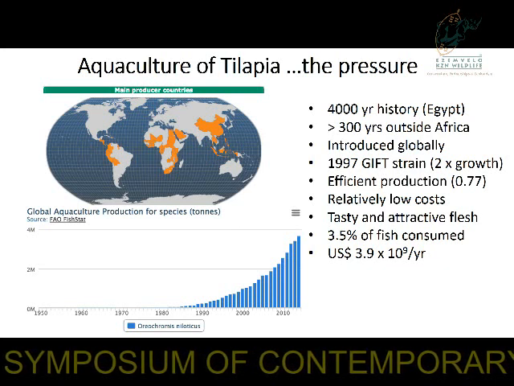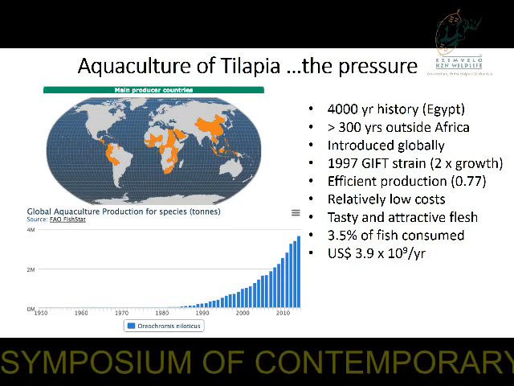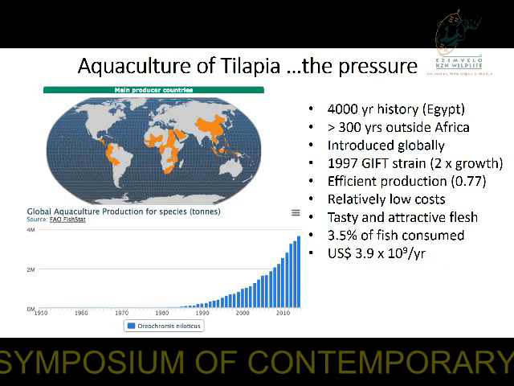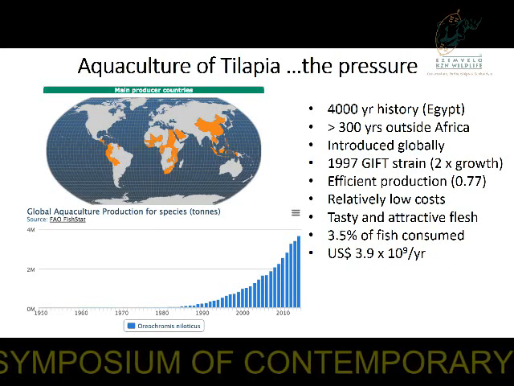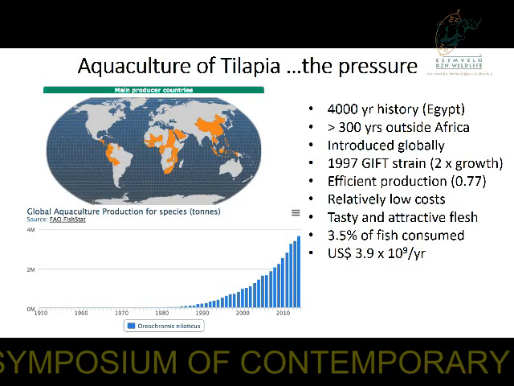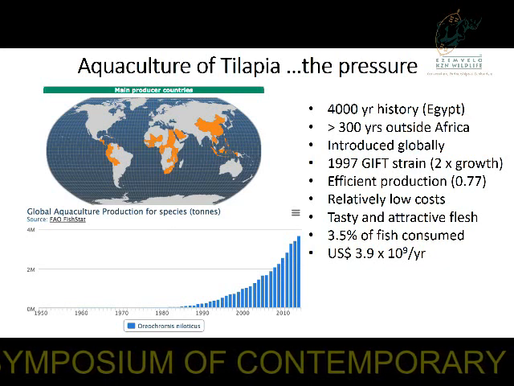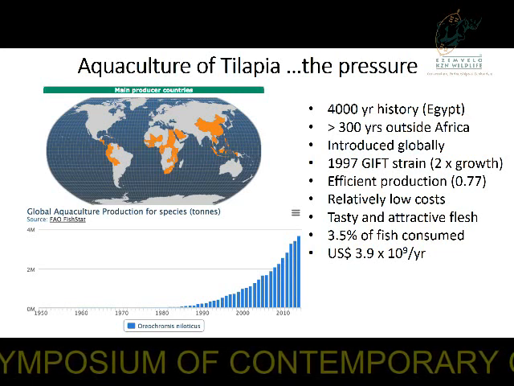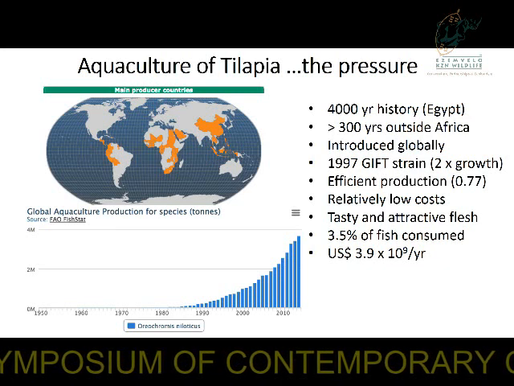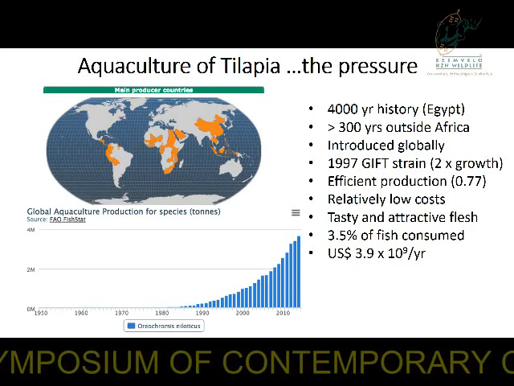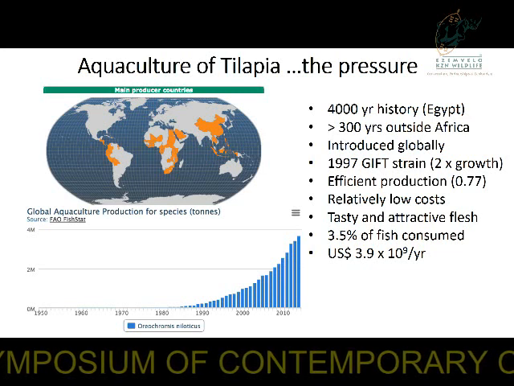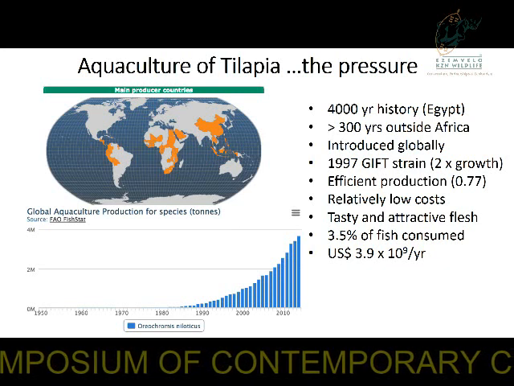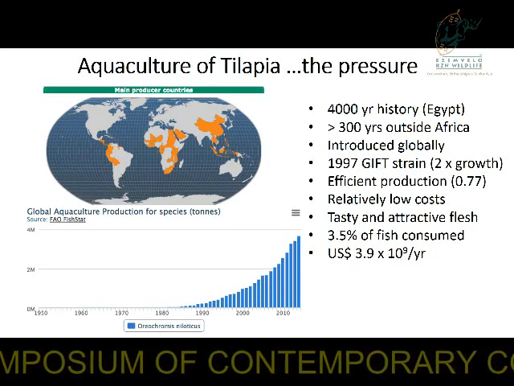It has efficient production. That 0.77 is, for every kilogram of protein that you put into a fish farm, you get 77% back as fish. That's phenomenal. Nothing's going to match that. This is going to feed the world. At the moment, over 50% of the fish that we eat globally is farmed fish. Tilapia is the second most common freshwater farmed fish. So there's a couple of salmon and a couple of marine fish which are above it, but it's one of the really big industries, and it's been growing exceptionally rapidly in the last few years.